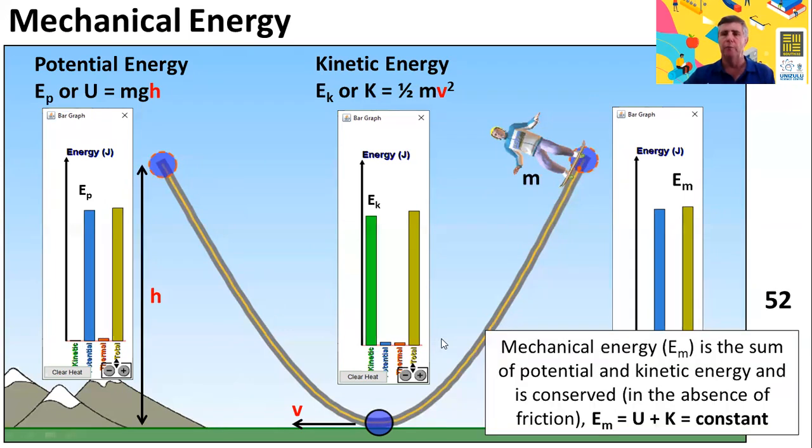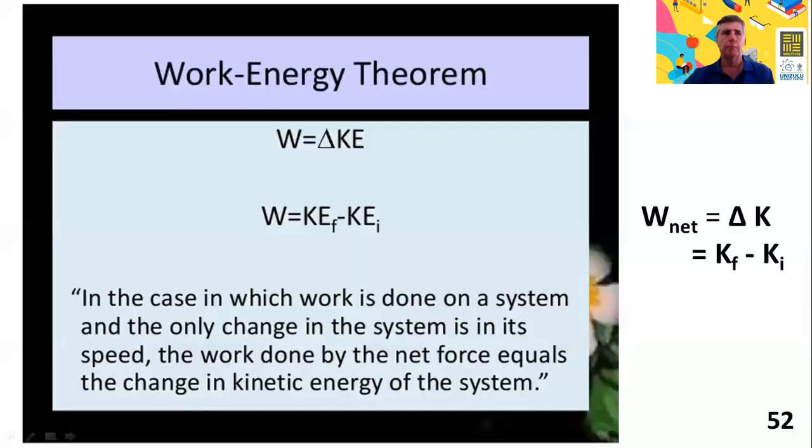And then, of course, we have mechanical energy, which is the sum of potential and kinetic energy. So in this case, with no friction, your total energy here is just your mechanical energy, and it's a sum of potential and kinetic. So EM equals U plus K, and it's constant as long as there's no friction or dissipative forces causing energy to be lost.